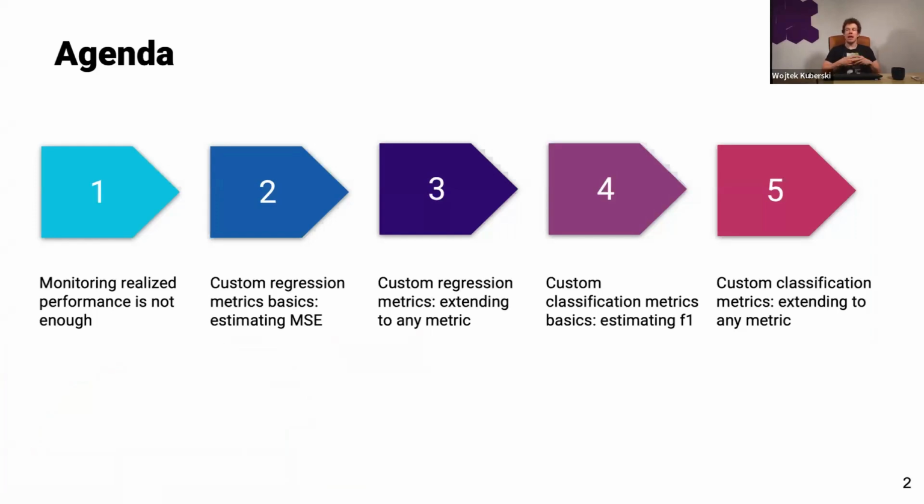Then we're going to talk about how we can think about and how it is possible to actually estimate custom metrics, or generally any metric, for regression problems, and we're going to focus on estimating mean squared error or root mean squared error. We're going to stick with MSE here just for the sake of simplicity. And then we're going to talk about how we can extend that to any metric.